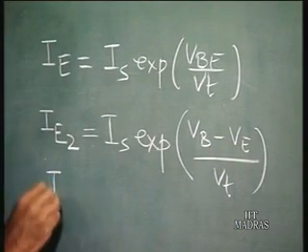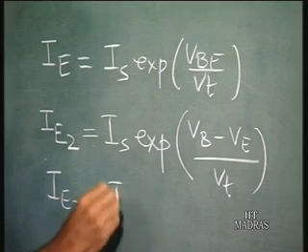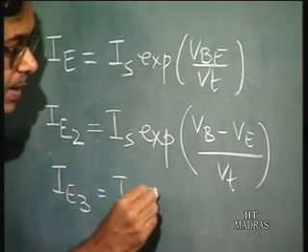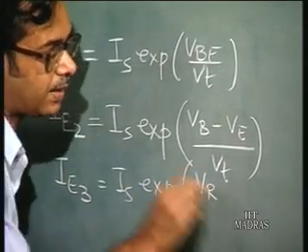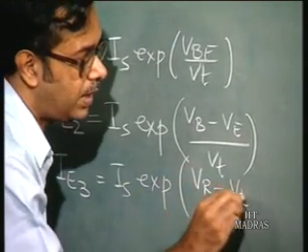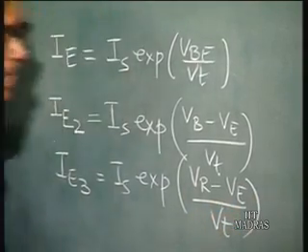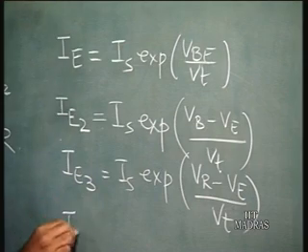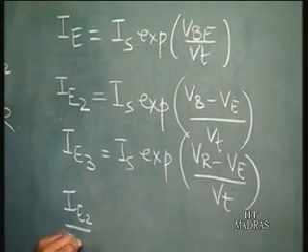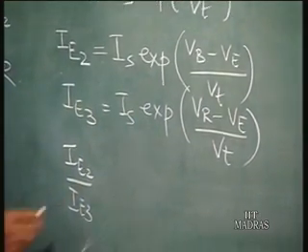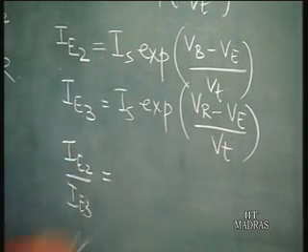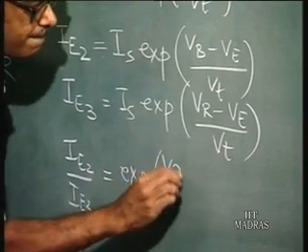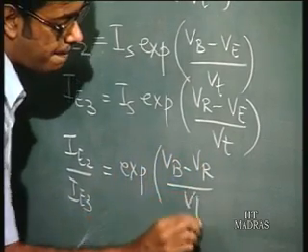For transistor T3, IE3 is Is, the same Is, because as I said they are identical transistors. Is exponential Vr minus VE by Vt. This is the common emitter voltage. So, IE2 by IE3 is equal to exponential Vb minus Vr by Vt.